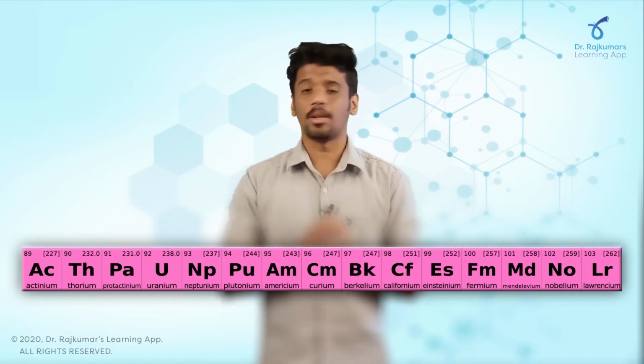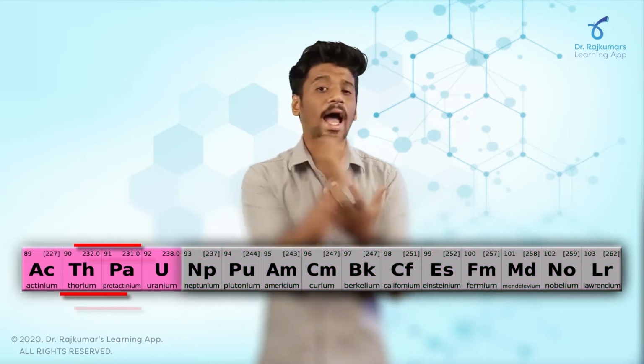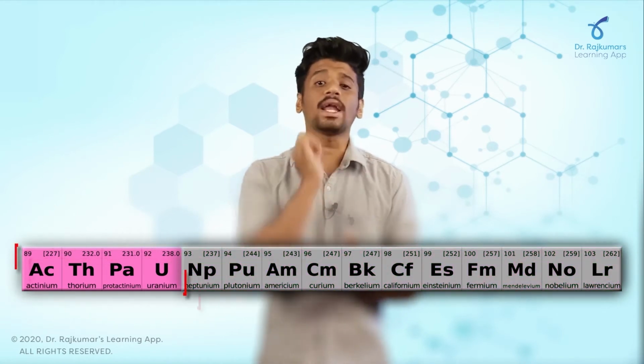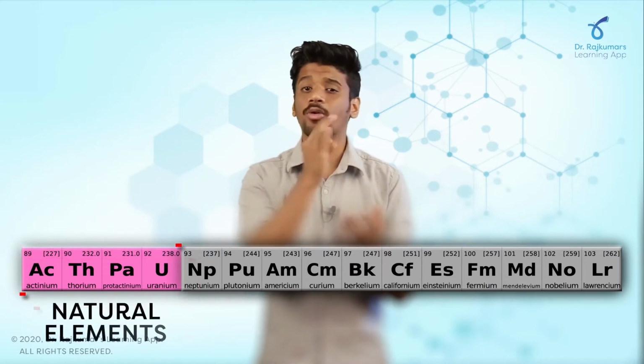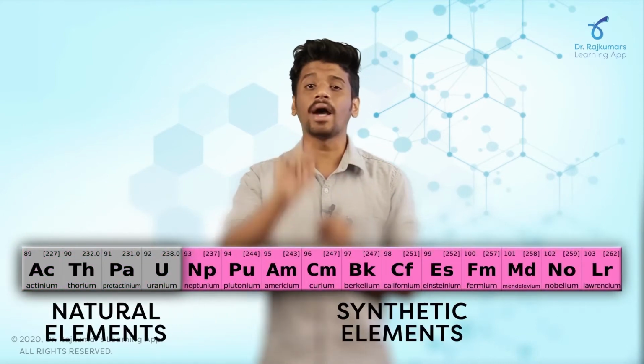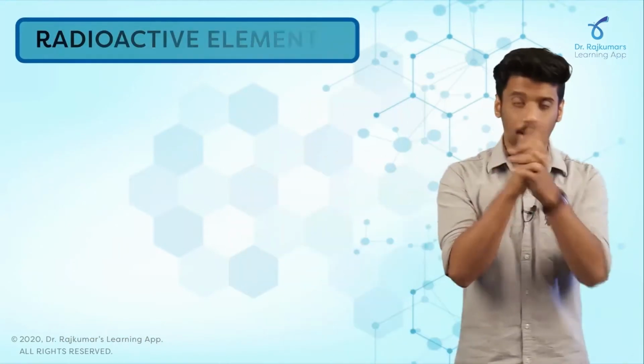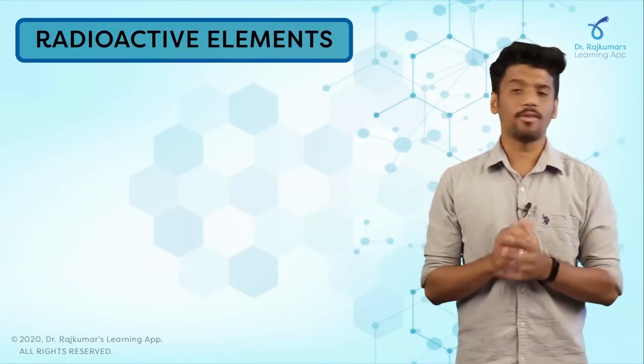Amongst these 15 elements, 4 of them, that is actinium, thorium, protactinium and uranium are found in nature, and the rest of them are synthetic. All the actinoids are radioactive elements. Now what are radioactive elements?